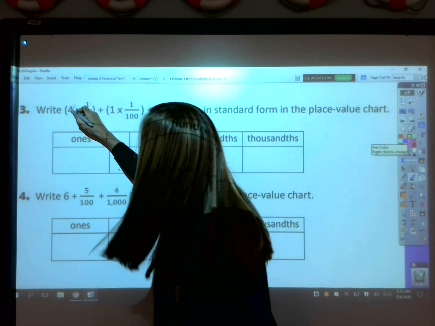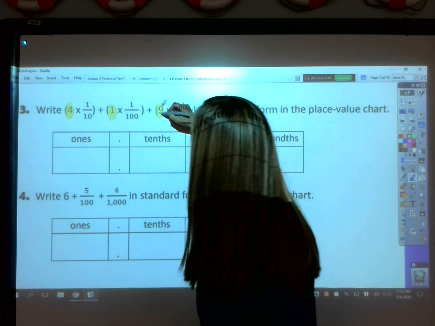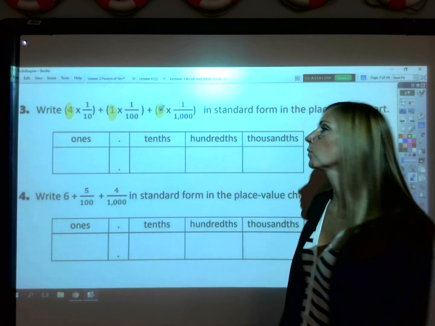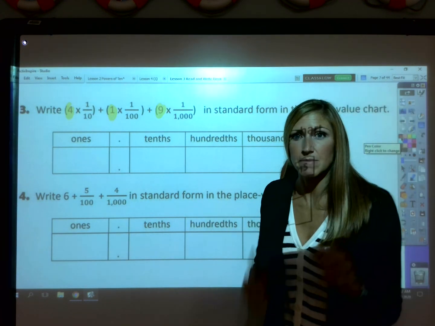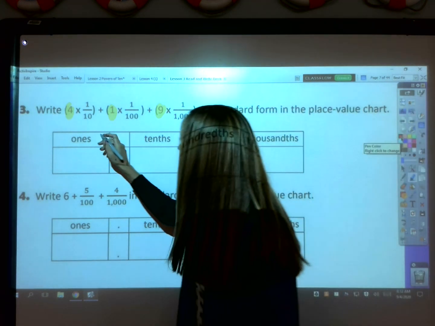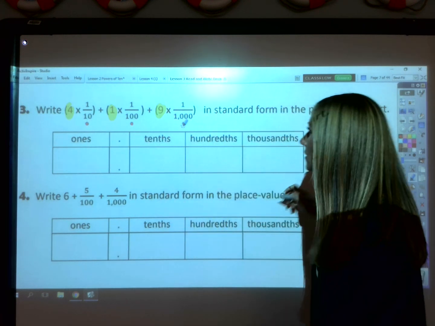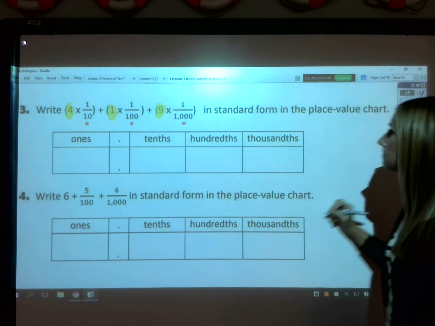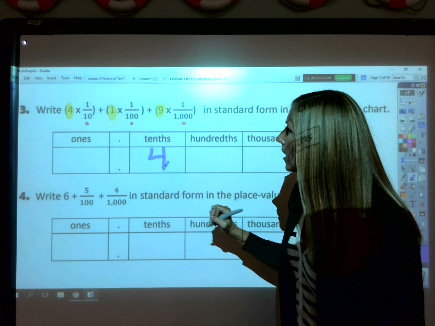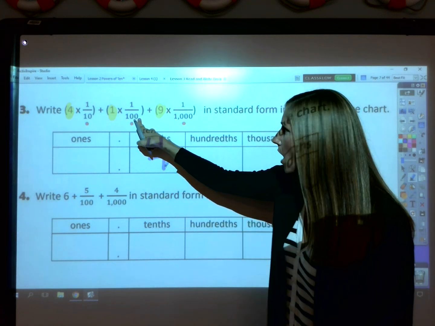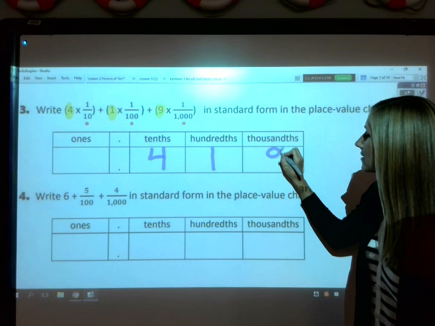Okay, so I have a 4, a 1, and a 9. Those are my digits I'm working with. But what place value are they in? They're showing it in fraction form this time, and they're torn from it, the place value. So I have a tenth, I have a hundredth, and I have a thousandth. So I'm going to write this in. Okay, 4 is in the tenths, okay. And then 1 is in the hundredths, okay. 9 is in the thousandths.